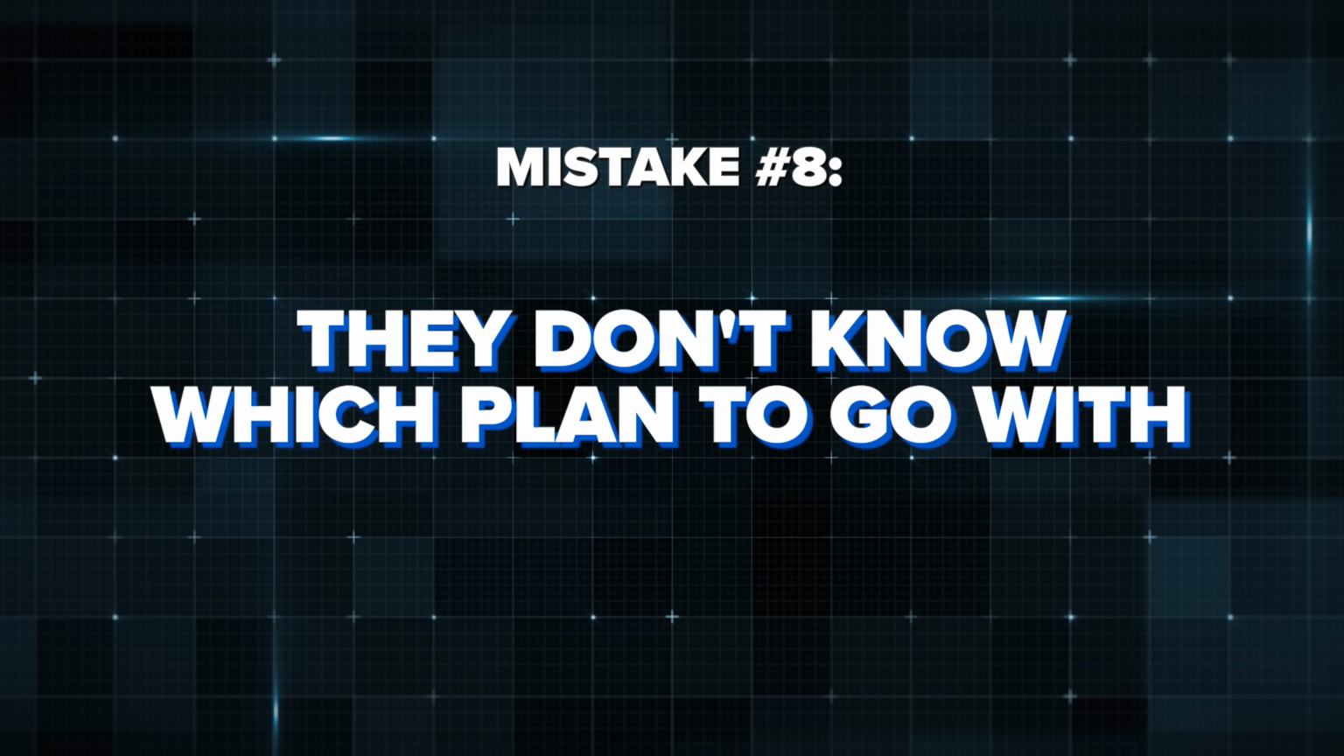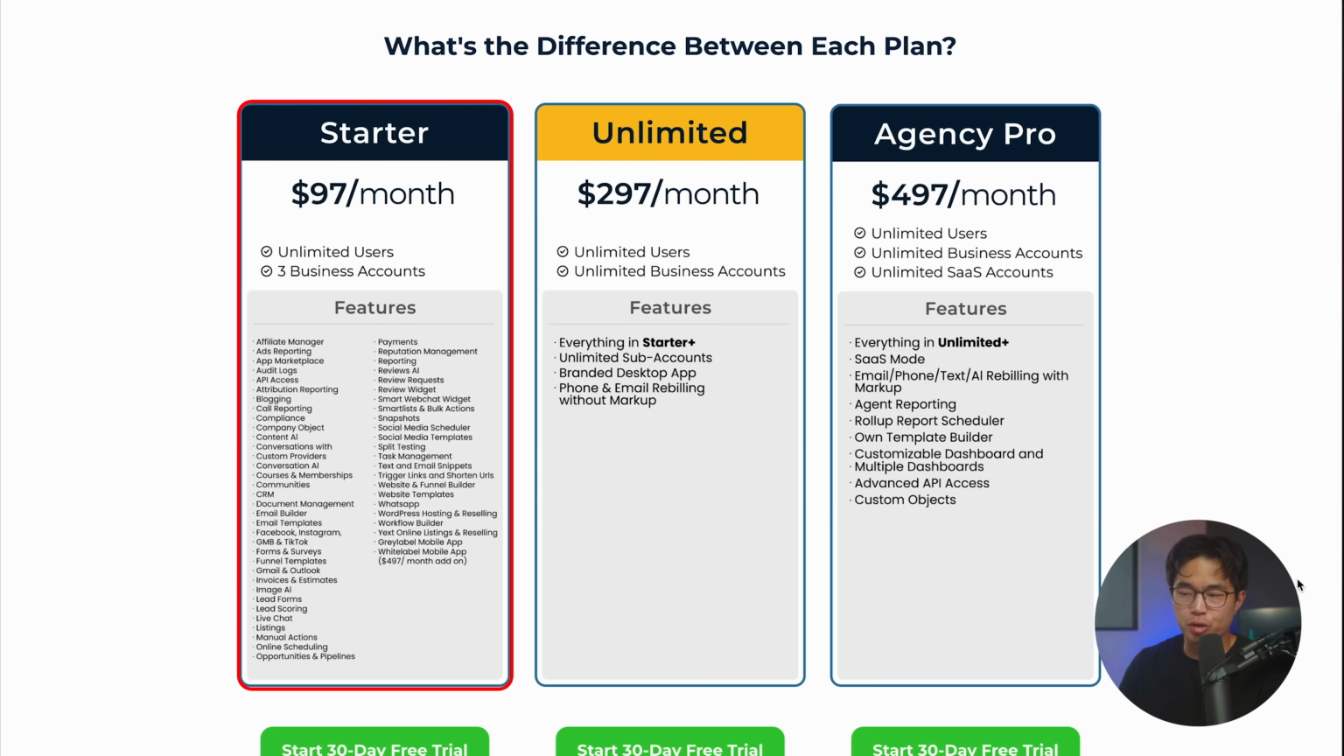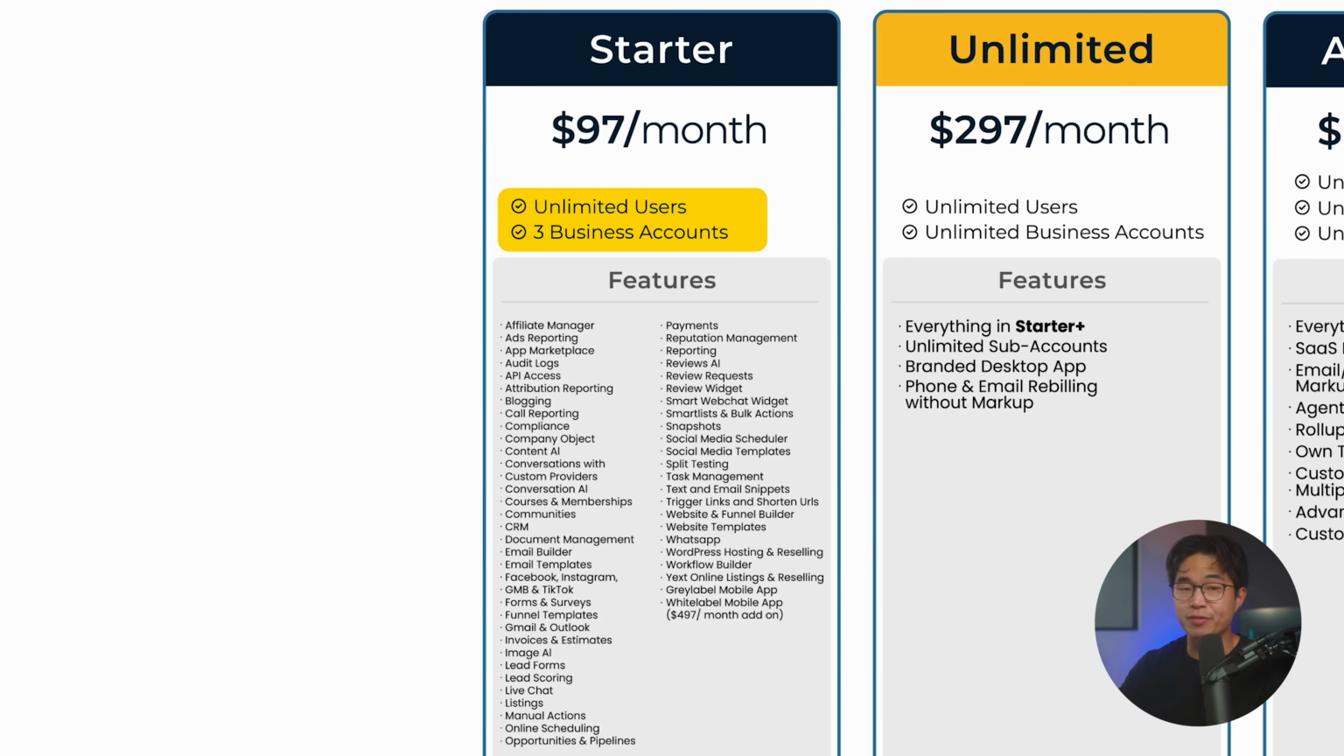Another big mistake that people make is they don't know which plan to go with. So for most people, I'd say the starter plan is going to be great to start. This allows you to have 3 different sub accounts. So let's say you have 3 different businesses. You can have 1 starter account and run 3 businesses on HighLevel.